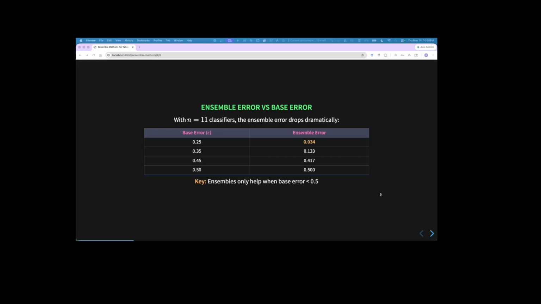So let's do some numerical examples so that we understand this better. With 11 classifiers, each having a 25% error rate individually, the ensemble error drops to just 3.4%. But notice what happens at 50%. If your baseline classifier is no better than random guessing, the ensemble doesn't help at all. So the key takeaway is this. Ensembles only help when each baseline classifier is better than random.